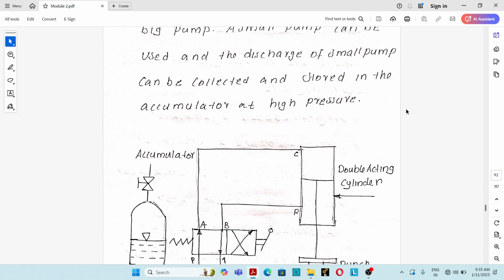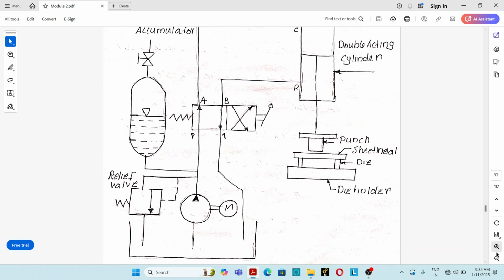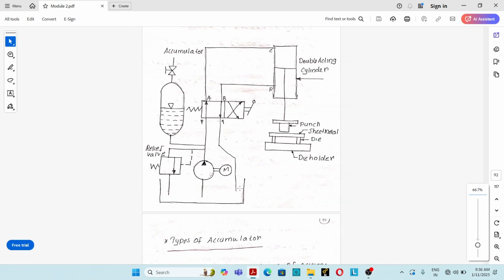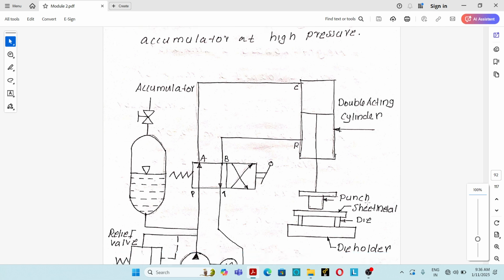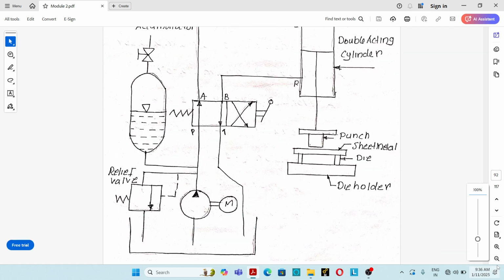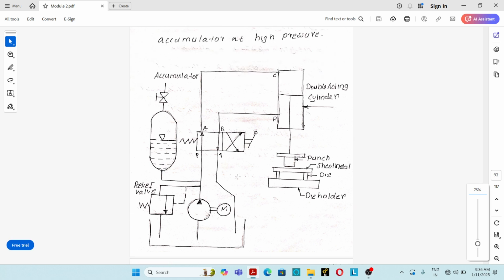So what is the importance of a hydraulic accumulator in a hydraulic circuit? I am going to explain that with this hydraulic circuit diagram. See here, this is the accumulator. Initially I am going to explain what happens without an accumulator in a hydraulic circuit. The main components in the hydraulic circuit are a hydraulic reservoir, a pump, a pressure relief valve, a 4x2 DCV, and a double acting cylinder, and this circuit is used for a sheet metal operation.